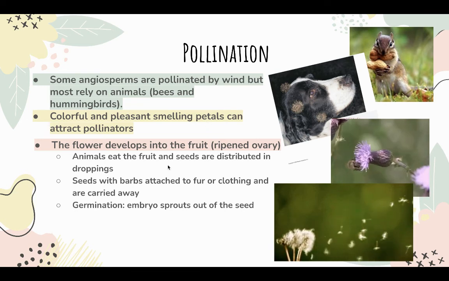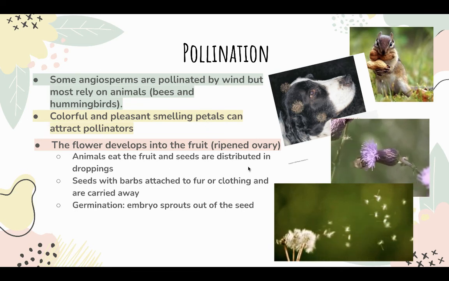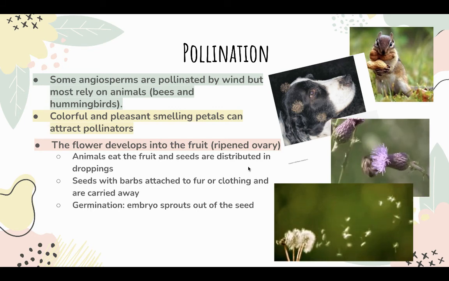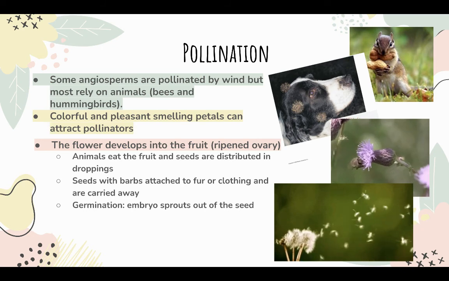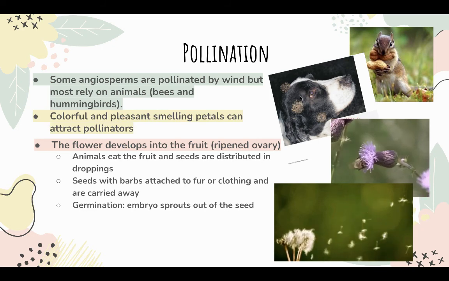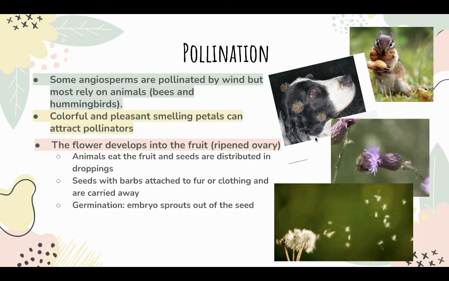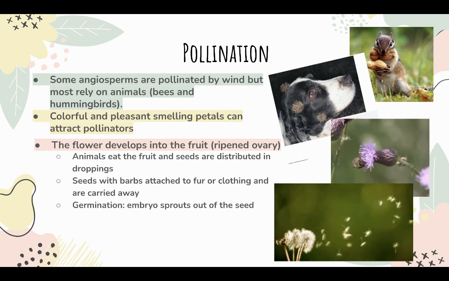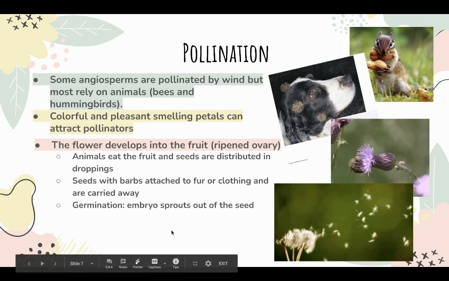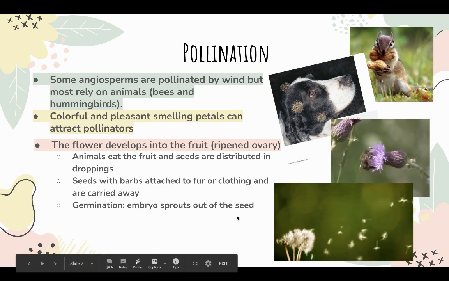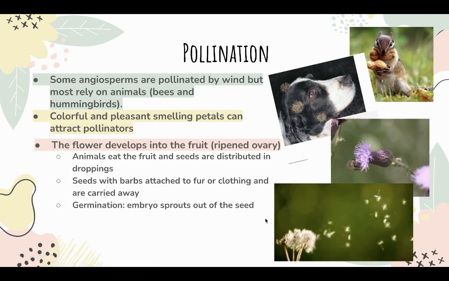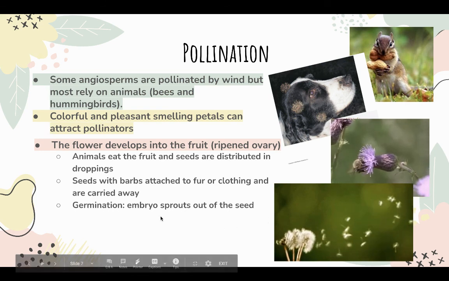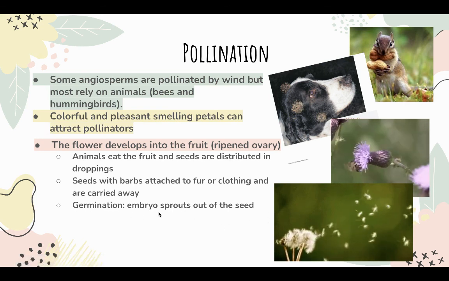And then the animals eat the fruit, and seeds are distributed in the droppings of the animal. And then seeds with barbs can attach to fur, like right here, or they could attach to your clothing and get carried away. And then germination occurs when the embryo sprouts out of the seed. So the egg is pollinated, and then germination occurs once the embryo sprouts out.